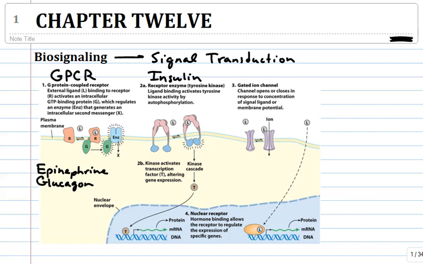Gated ion channels, while they're important, we're probably not going to spend too much time on, nor are we going to talk much about nuclear receptors.